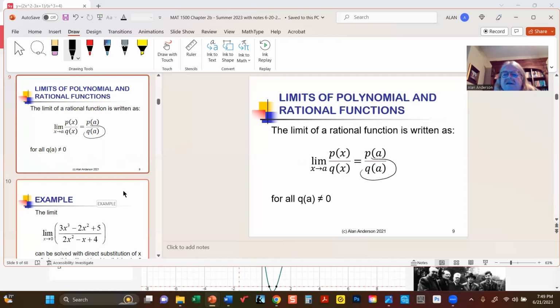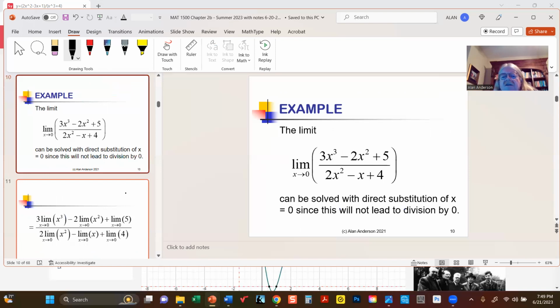So let's look at this case. Now here, once again, we got lucky because substituting 0 here will not cause division by 0. So once again, we have a very simple case.